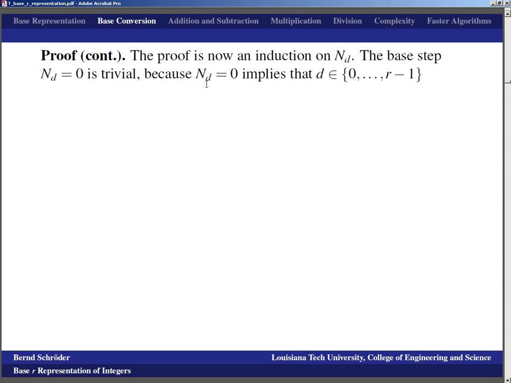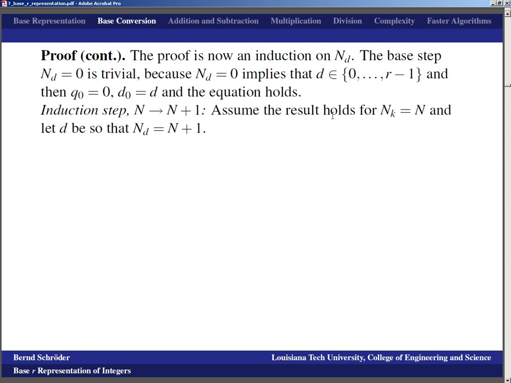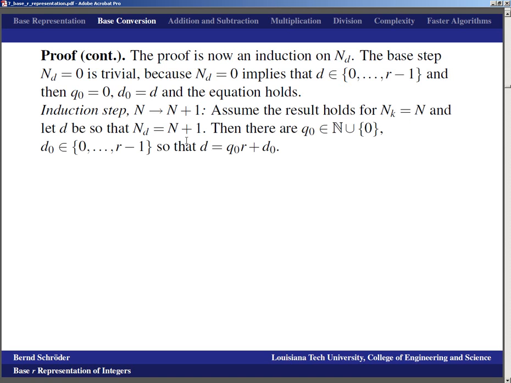Because if this terminates after the first step, that means that your number is between 0 and r minus 1. And that, of course, means that with q sub 0 equals 0 and d sub 0 equals d, the equation holds and we're done. So now we take the induction step n to n plus 1. So we assume that the result holds for n sub k equals n. And we let d be so that n sub d is capital N plus 1. So we're going to the next number of divisions necessary.